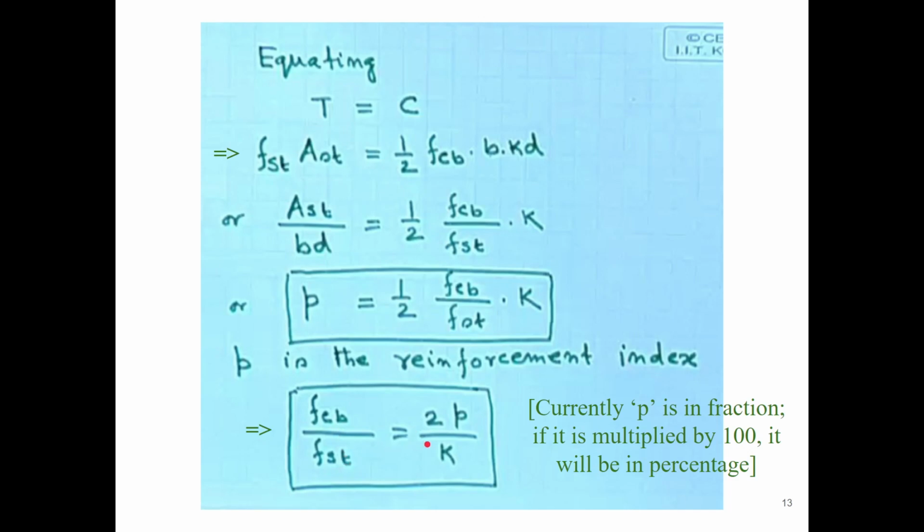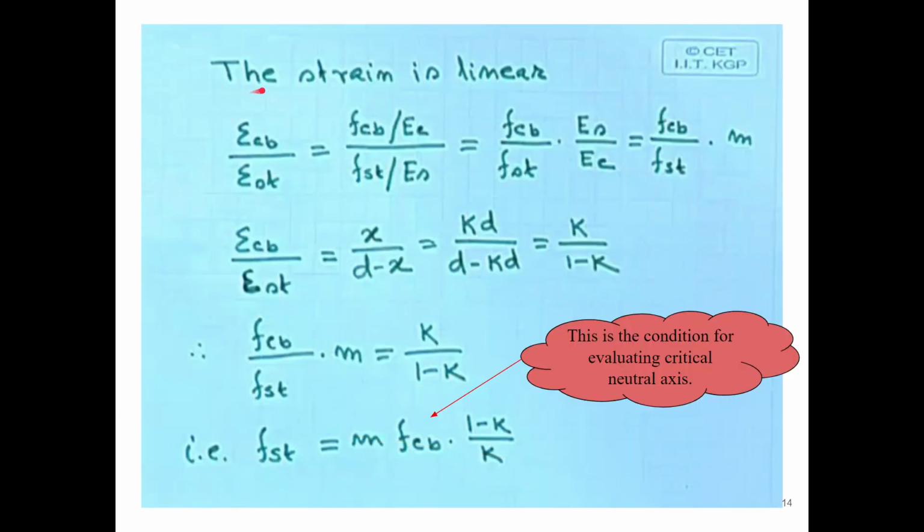So we will find that is equal to 2p by k, where p is in fraction, but if we multiply by 100 it will be in percentage. So now, for finding the critical neutral axis, we basically take the help of the strain in the working stress method. In this working stress method, for finding the critical neutral axis, we basically equate the strain. So we try to find the ratios.